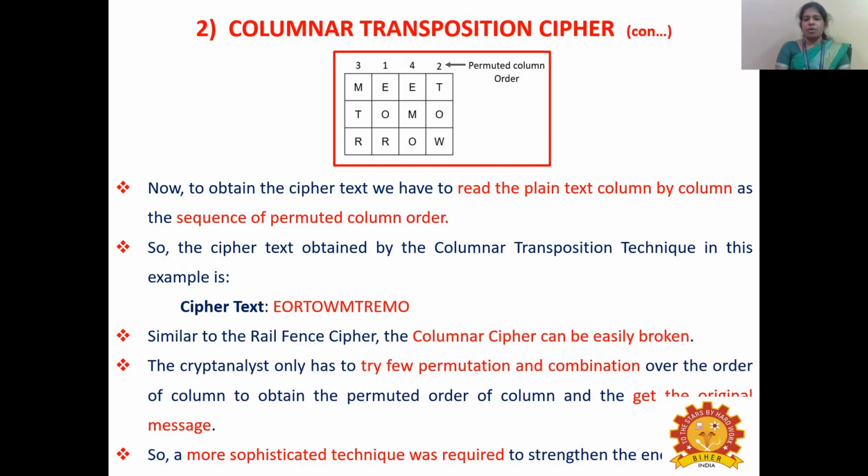We have given the order 3142. Instead of this order, he or she can easily try other orders. 4132 he will try. Then he will try some other order, 3412. Then with 3142 he will find the ciphertext which we have given. So it is very easy to break the system by trying a few permutation and combinations over the message.